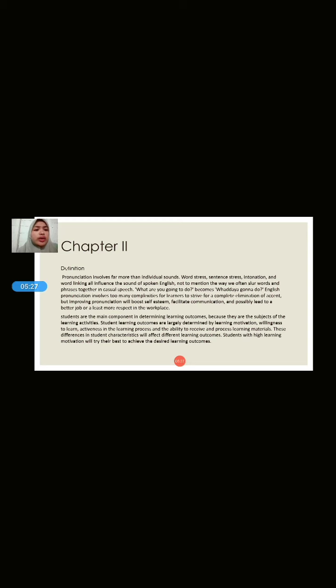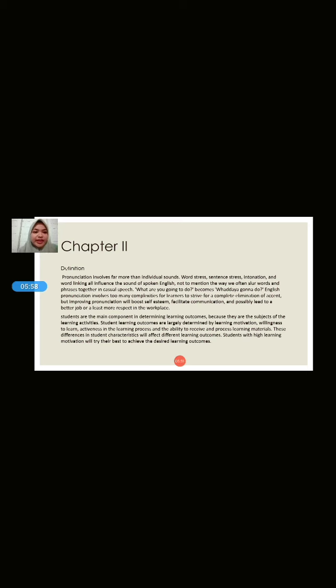What are you going to do becomes what are you gonna do. English pronunciation involves too many complexities for learners to strive for a complete elimination of accent. But improving pronunciation will boost self-esteem, facilitate communication, and possibly lead to a better job or at least more respect in the workplace.